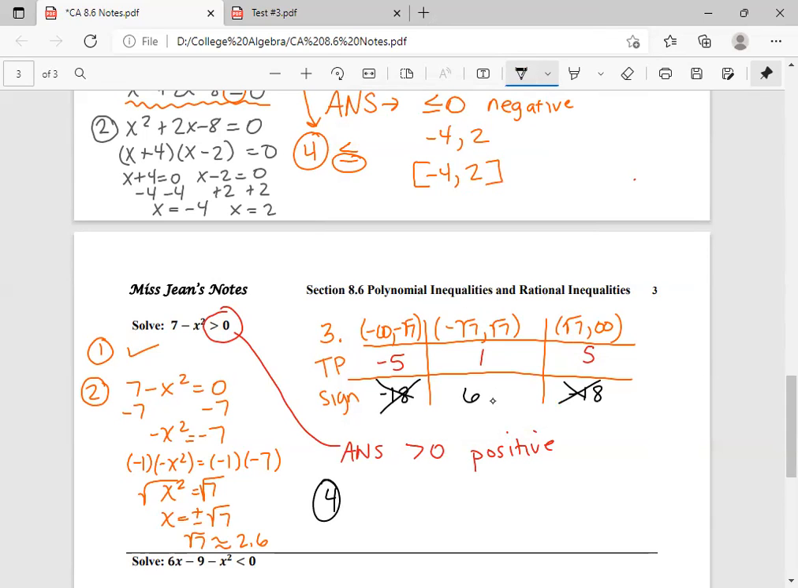So we're ready for step 4, which is to write our answer. You always want to go back and say on step 4, does this have the equal to part? It does not. It's just greater than. And if it's just greater than, you're going to leave it in parentheses. You're not going to put brackets because it's not equal to, it's just greater than. So negative square root of 7 to positive square root of 7 are going to be the answers that produce a result greater than 0. Not bad, right? Okay.